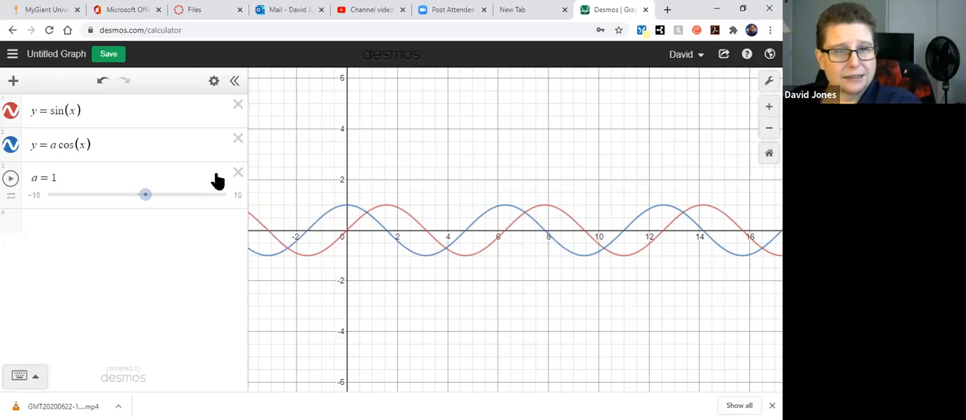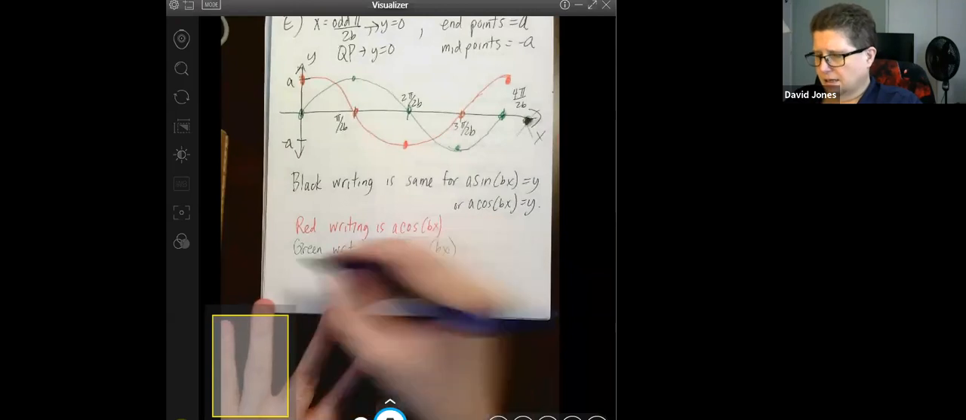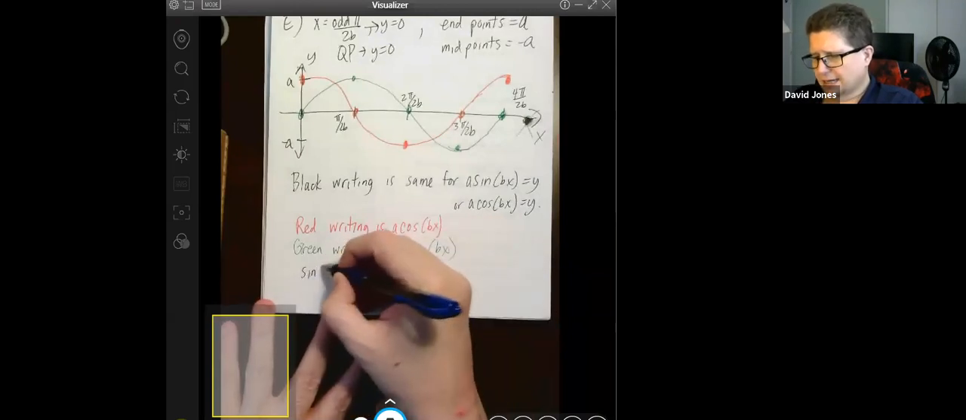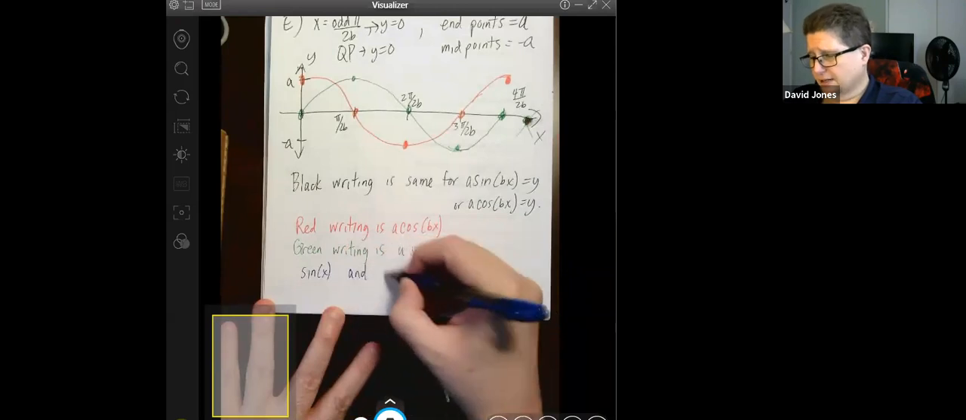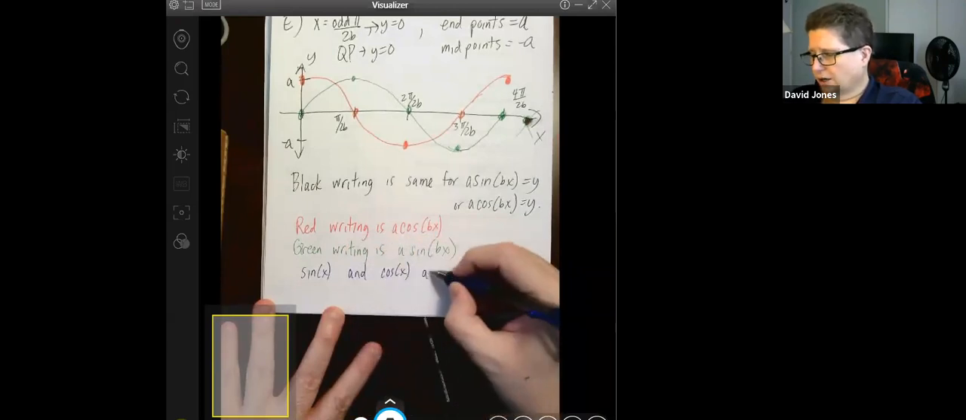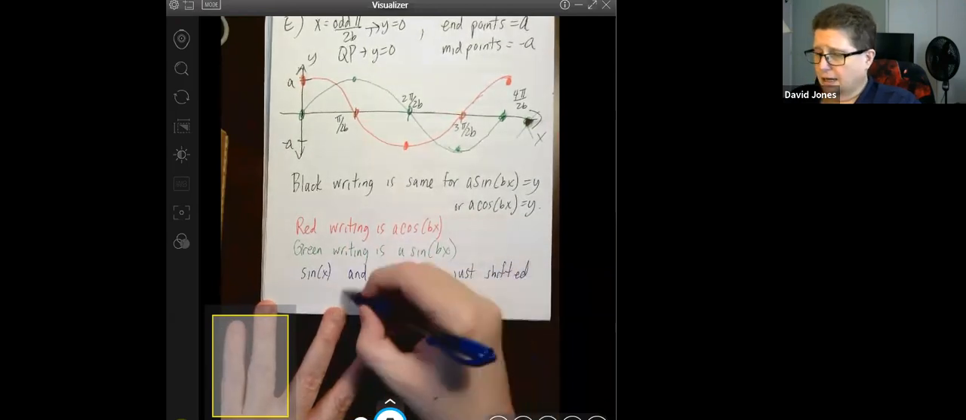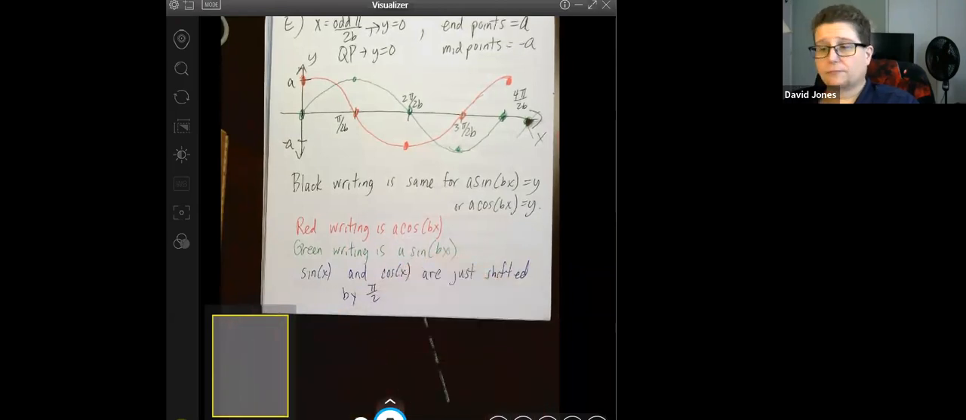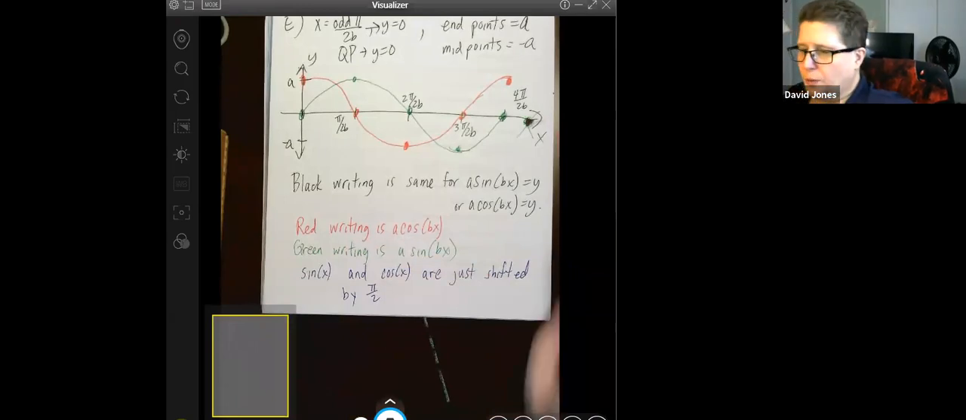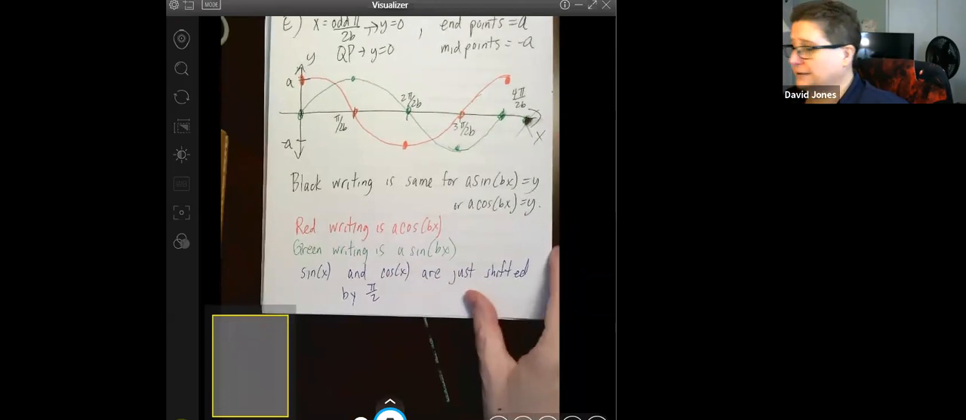So let me go back to our writing. Sine x and cosine x graphs are just shifted by pi over 2. Okay? It's kind of neat. So let's put this all together and do a problem where we've got A and B in there. Let's do a couple of these.